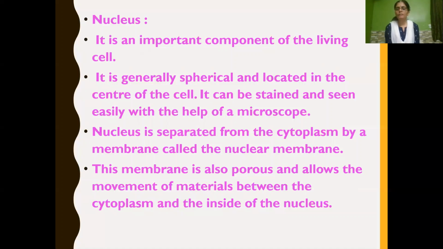And now nucleus is separated from cytoplasm by a membrane called the nuclear membrane. How is the cell covered by a cell membrane? The same way nucleus is surrounded by a nuclear membrane. What is nuclear membrane? The nucleus is covered by a membrane called as nuclear membrane, by which it separates nucleus and the cytoplasm. And the nuclear membrane is also porous, means it has pores, and thus it allows the material between the cytoplasm and inside the nucleus.